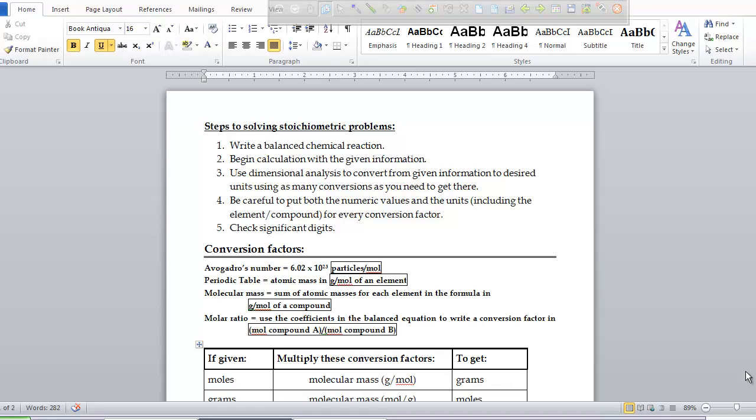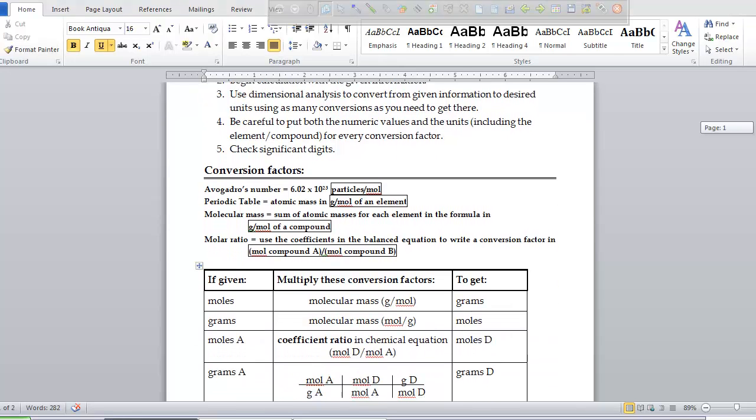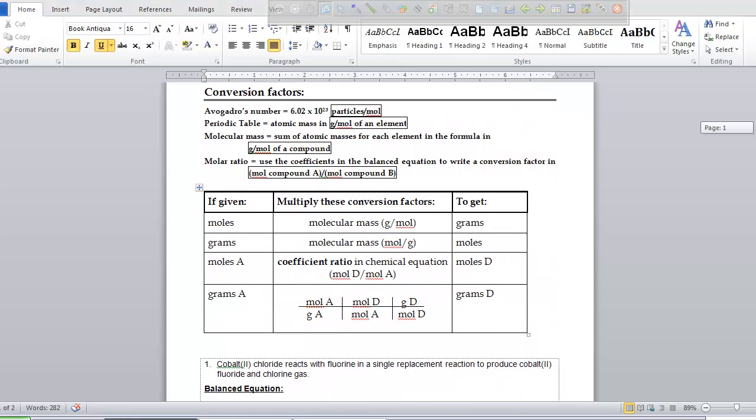Today we're going to be talking about stoichiometry and doing some basic problems. We'll start here with some basic steps. If you want to copy these steps down, that might be helpful, because we'll be following those in these problems. Also, these conversions are very handy. These are almost all the conversions you'll need in chemistry when it comes to stoichiometry, with the exception of 22.4 liters in a mole for gases at standard temperature and pressure.